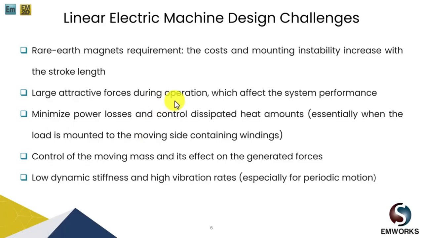Next, we need to minimize its losses and control the dissipated heat, especially when the load is mounted to the moving side, which contains all the stator windings. Next, we have control of the moving mass and its effect on the thrust or the force which it generates. And last, we need to analyze its dynamic stiffness and vibration when there is a periodic motion happening in the linear electric machine.